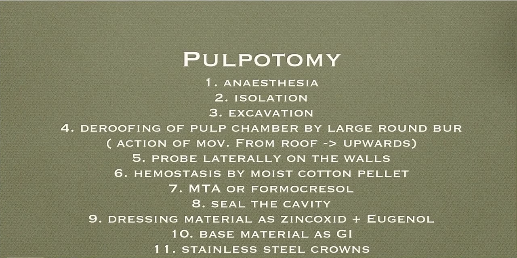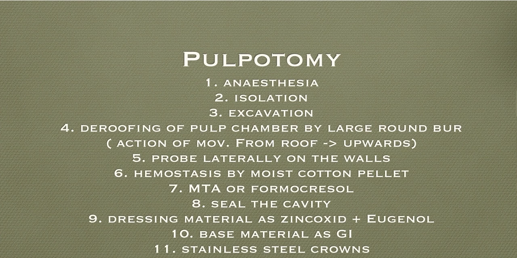So, what are the steps of pulpotomy? First, we give anesthesia, we do the isolation, we do the excavation. Then we do the de-roofing of the pulp chamber by large round bur, which is very important. Then we do the probing laterally on the walls just to check the de-roofing.